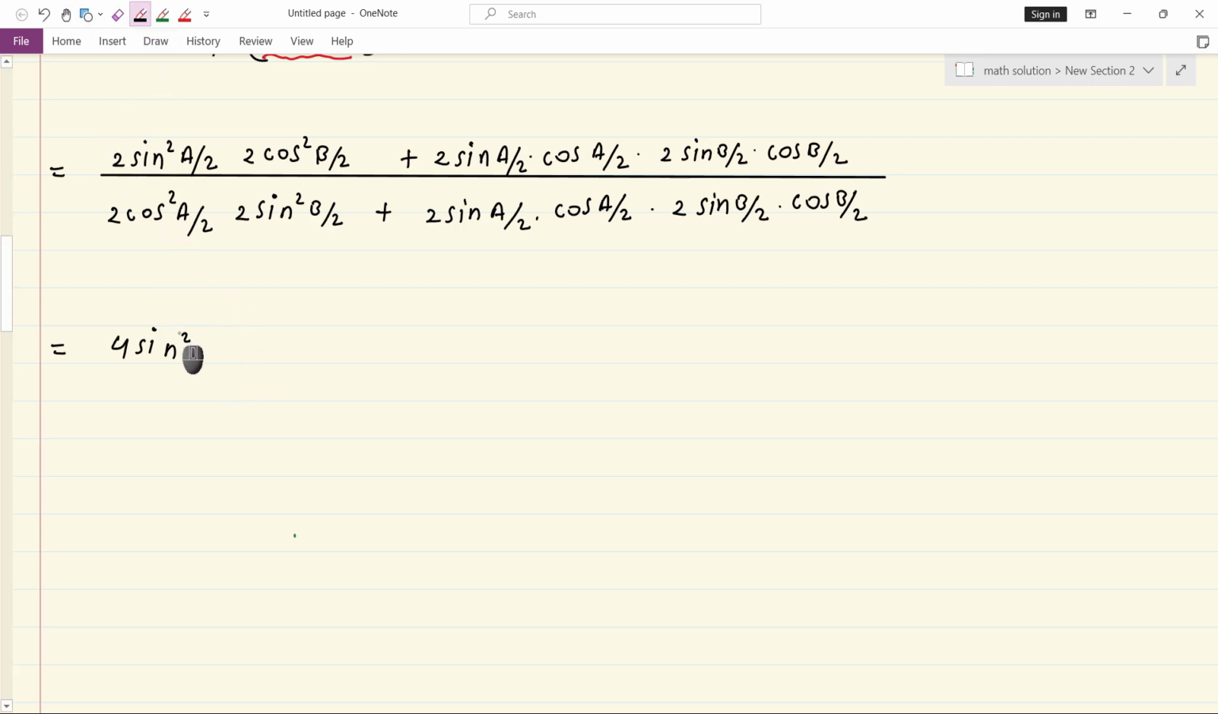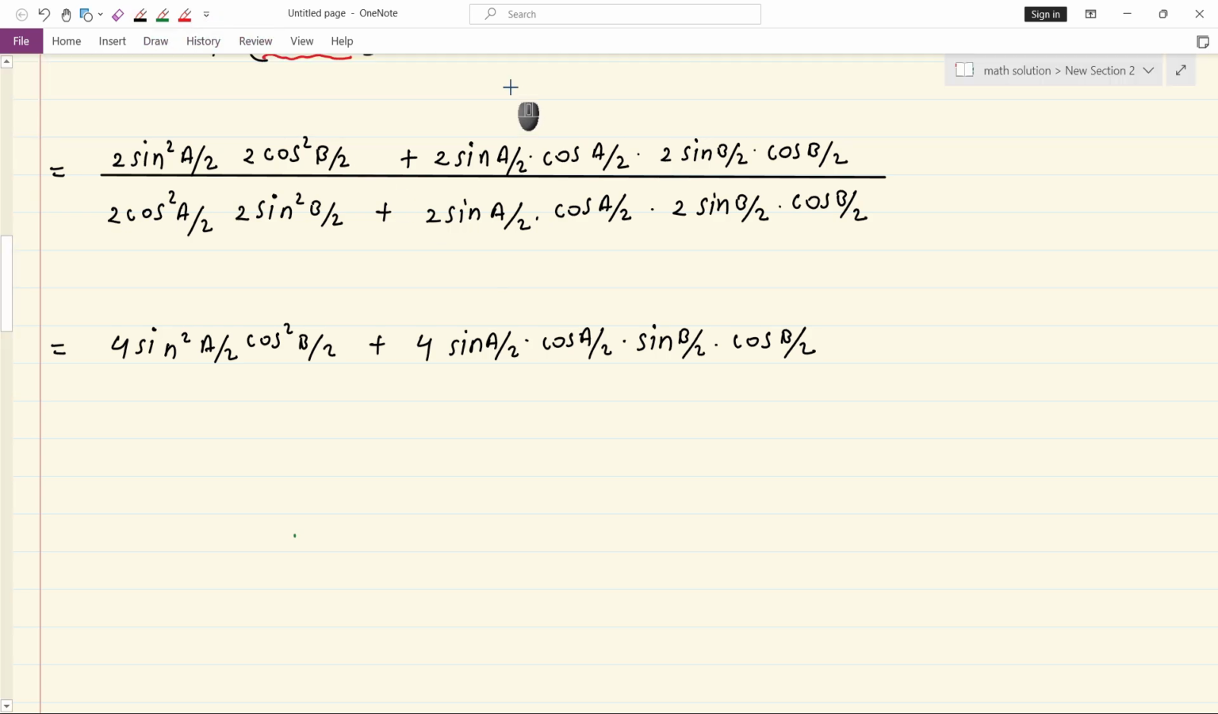I'm not doing anything complex here, just multiplying this constant 2 into 2. So sin² A/2, that will make our expression easy to take the common. Similarly in there also it will be like 4, here nothing to do, sin A/2 · cos A/2 · sin B/2 · cos B/2.